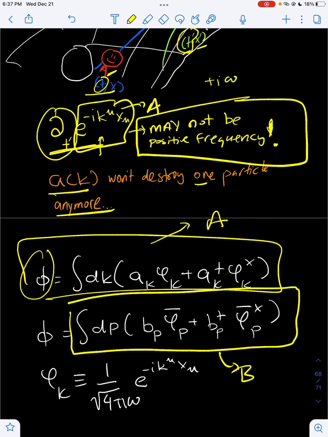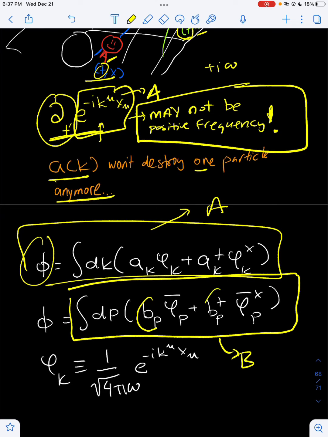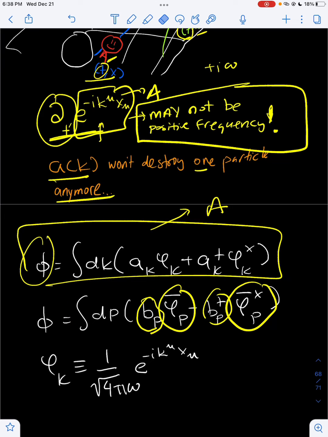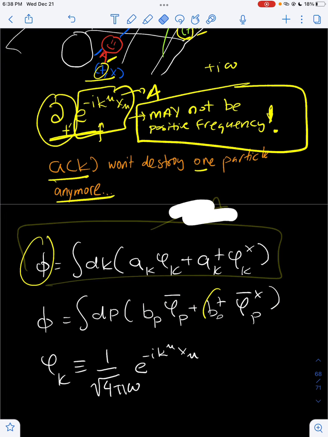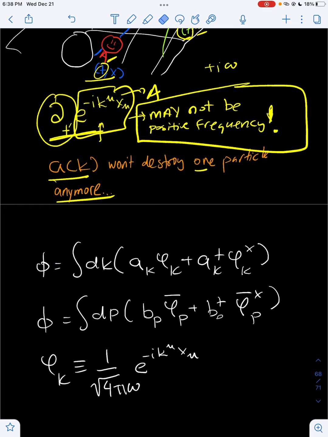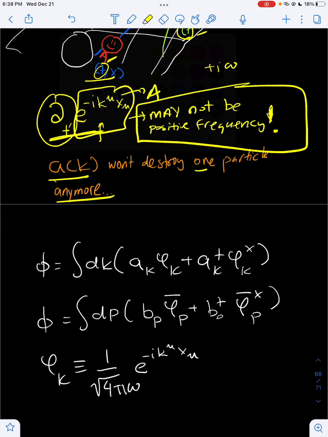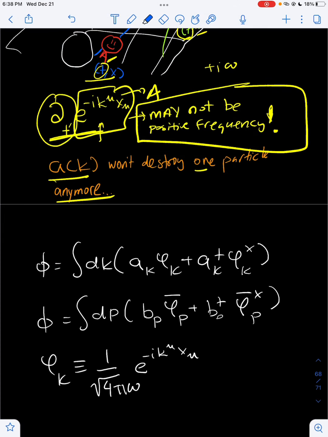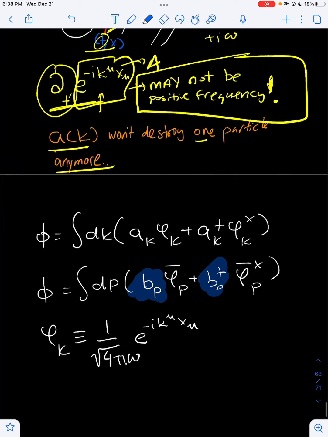And B is going to use his own creation and destruction operators, and he will also see his own positive and negative frequency modes that are defined by his own time coordinate. The basic idea here is that since B is going to use different creation and destruction operators, B is going to count a different number of particles in the vacuum.